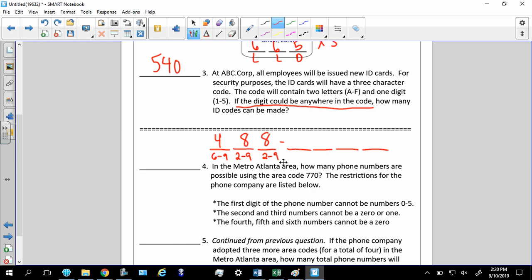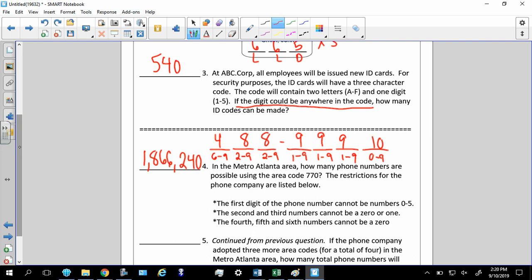And then let's see, the fourth, fifth, and sixth numbers cannot be 0, so that's a 1 through 9, 1 through 9, and 1 through 9. That's 9 possibilities. And then there's no restrictions on the last one, so that's a 0 through 9, which is 10. We're going to multiply all those. 1,866,240.